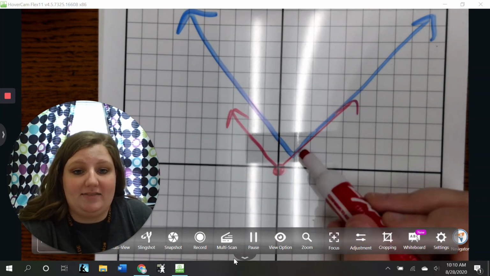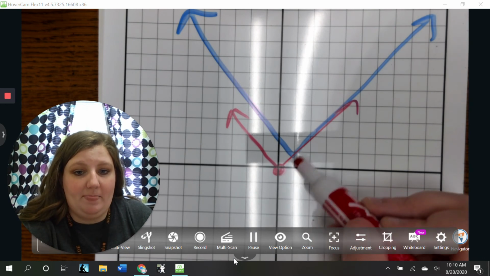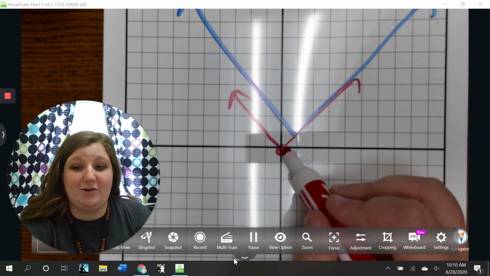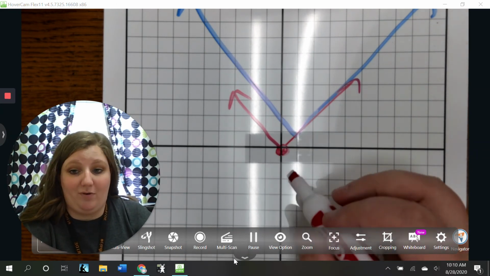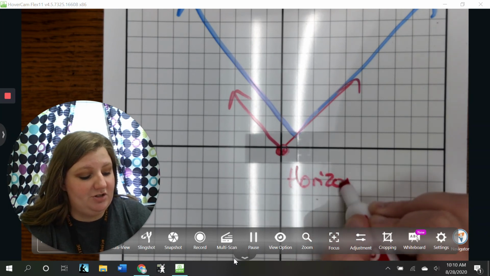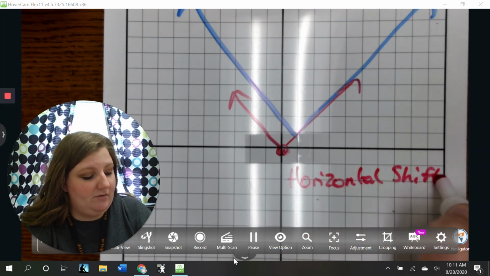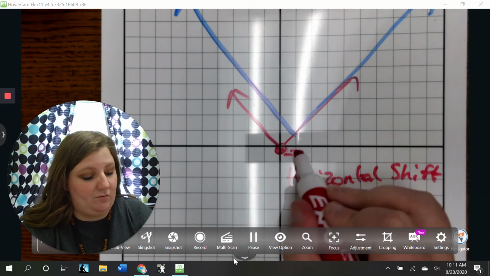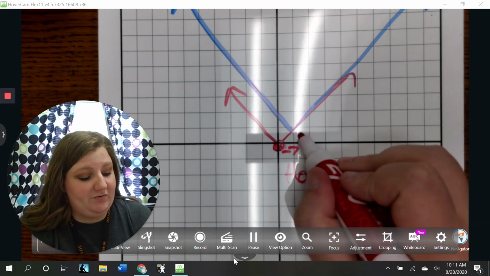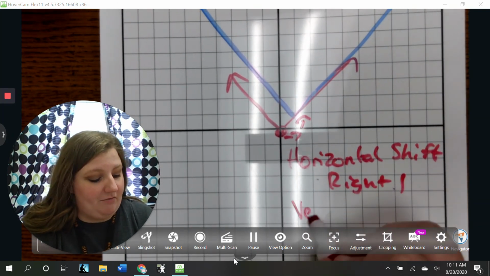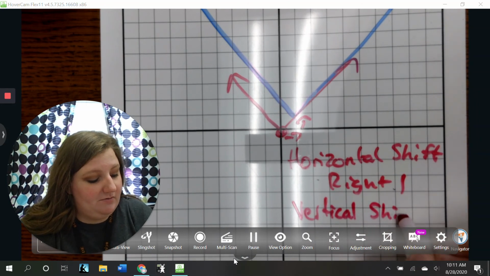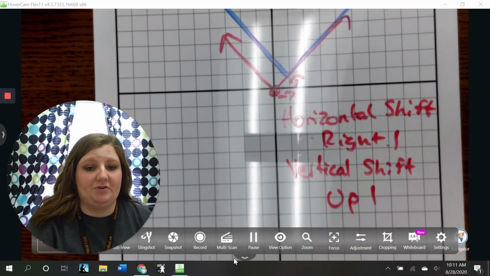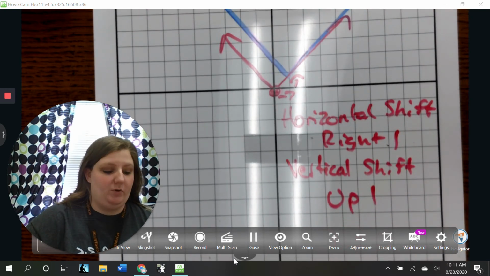So if I look at this graph, that has been moved over 1 and up 1. We moved specifically right 1, up 1. So if we move right, that's a horizontal shift, right 1. Okay, so we moved right 1. And then we also moved up 1. So that is a vertical shift up 1. Okay, so we had a horizontal shift right 1 and a vertical shift up 1.